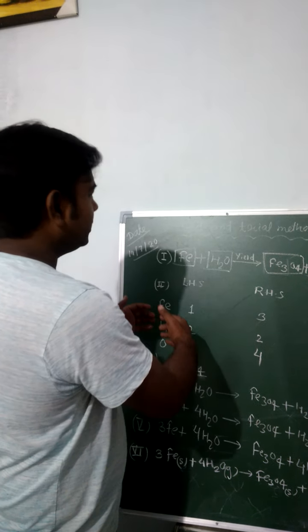You can see here on the left hand side oxygen, there is only 1 atom, and on the other side 4 atoms. So we have to give the coefficient value for the oxygen atom: 3Fe plus 4H2O. So 4 into 1 equals 4. So 4 oxygen here and on the other side also 4 oxygen. So oxygen is balanced. Now again observe the chemical equation.